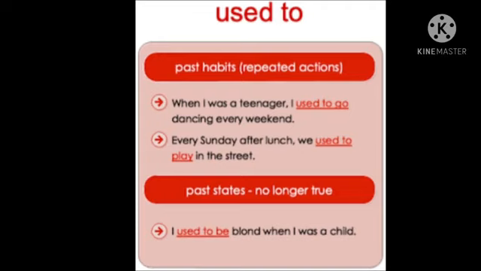Then for the past states that are no longer true, now in the present it is not true, there we are using used to. I used to be blonde when I was a child. So it was my past state. It is not in my present, or it will not be in my future as well. There we are using used to.